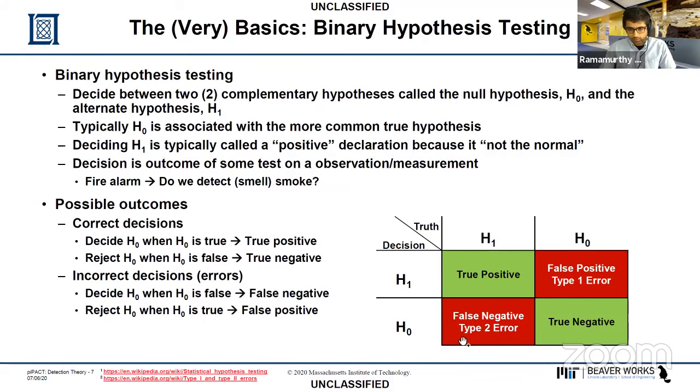The other 2 outcomes are the errors. For example, when H0 is true, but we say something has happened, that's called a false positive or a type 1 error. And the corollary to that is a false negative, when something actually did happen and H1 is true, but we declared nothing happened, i.e. H0 is declared. We'll get into what these mean for us later, but at the end of the day, you want to maximize the number of true positives and true negatives you're making and minimize the number of false positives and false negatives.